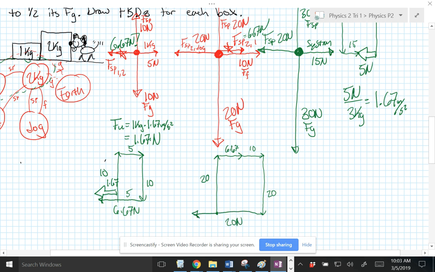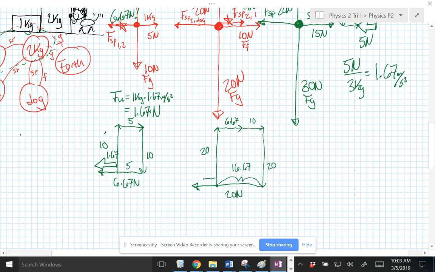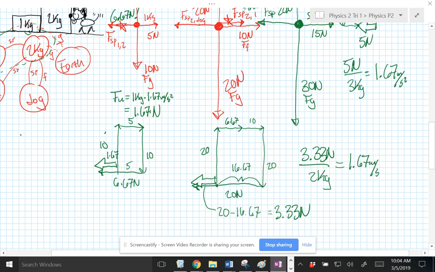And if you look at how this shakes out, if this is 6.67 and that's 10, this side of this thing has to be 16.67, okay? That means my FU here is going to be the difference between 20 and 16.67, a 3.33. So now I take that 3.33 newton FU divided by a 2 kilogram mass, and I'm going to get 1.67 meters per second squared for the acceleration.